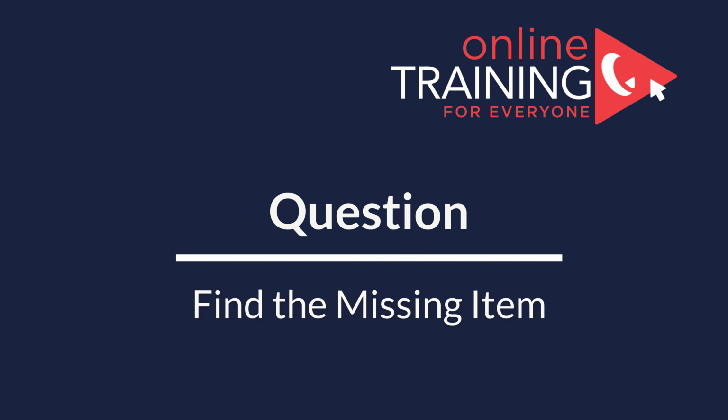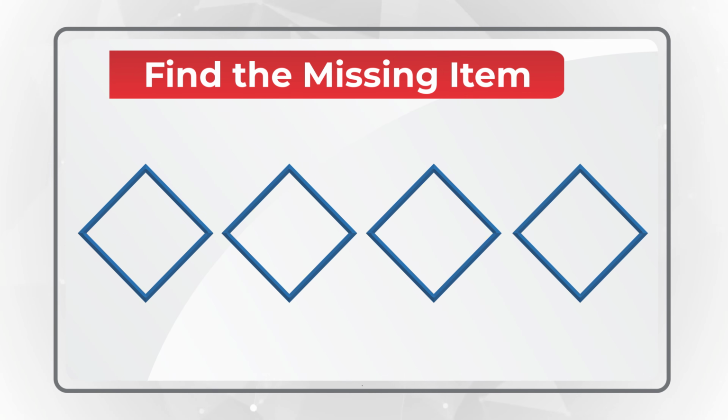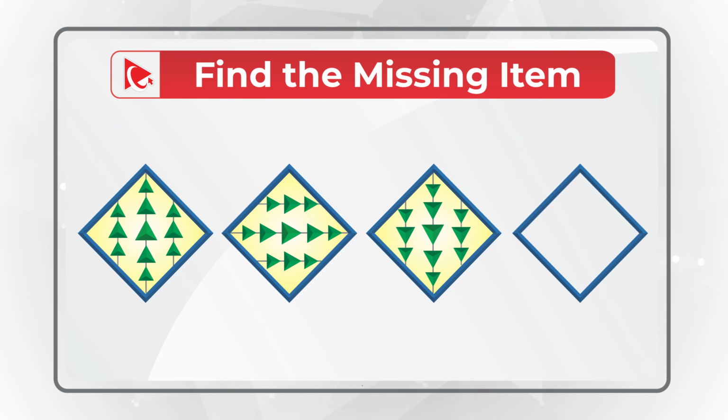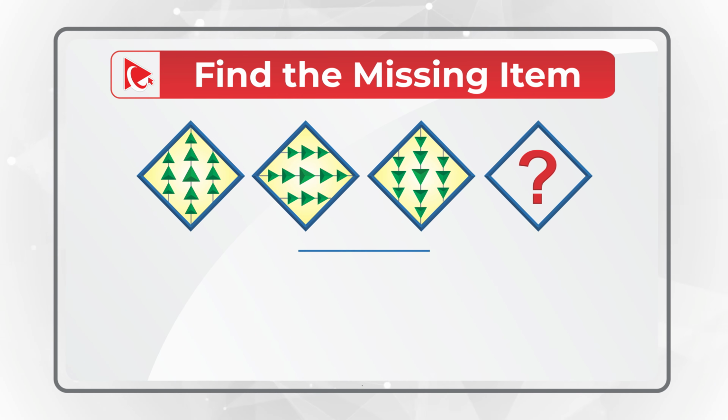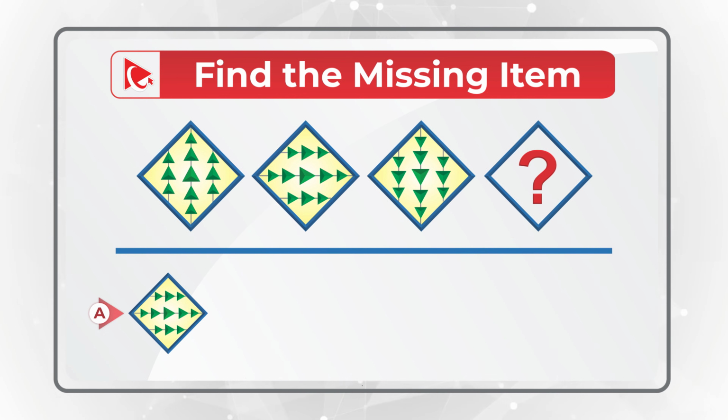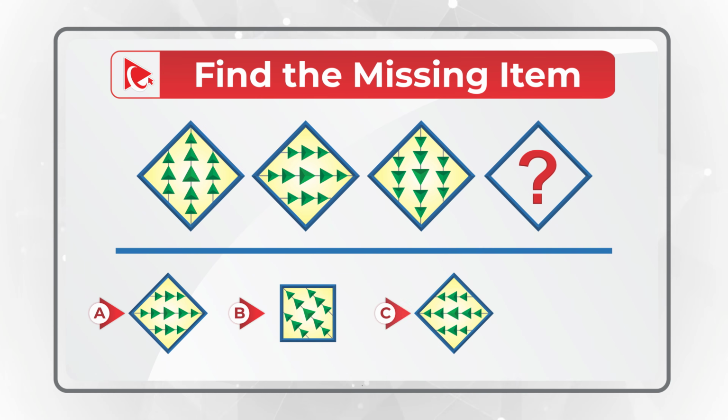Here's an amazing question which tests your analytical skills. You're presented with the set of diamonds. Each diamond has other objects inside, and you need to find the missing diamond, which is diamond number 4. You have 4 different choices to choose from. Choices A, B, C, and D.